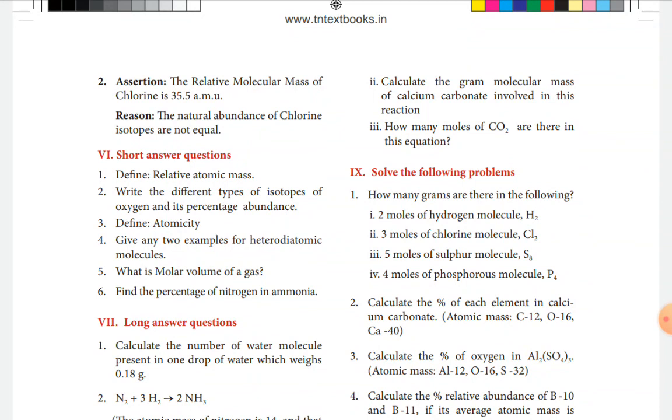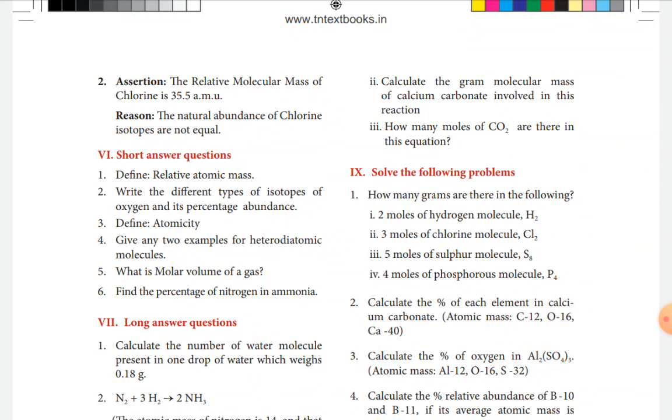For example, define relative atomic mass. What is relative atomic mass? It is the ratio between the average mass of the isotopes of the element to the 1/12th mass of one carbon-12 atom. All the answers are already given. You revise. Then, find the percentage of nitrogen in ammonia.